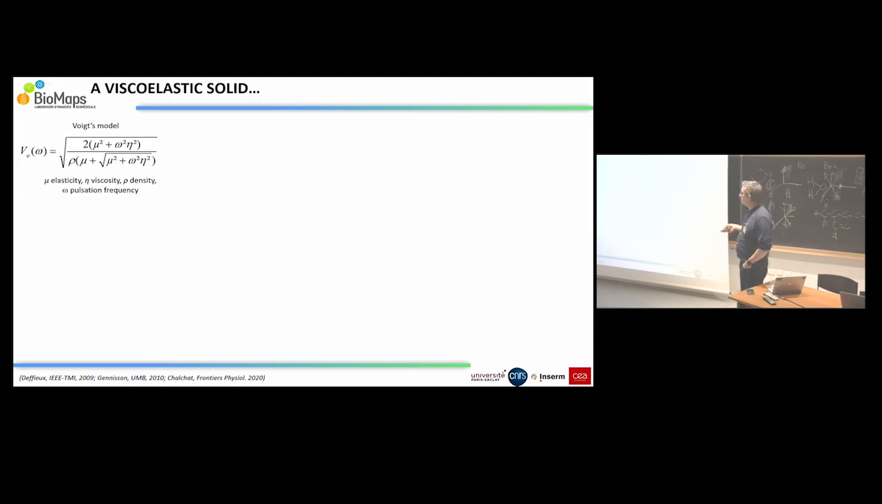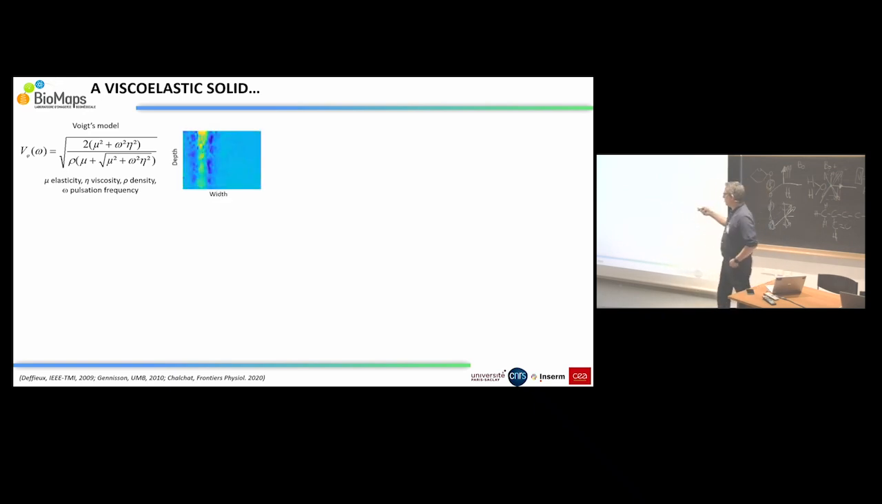The second parameter is that we are also viscoelastic. So we are defined in terms of mechanics by an elasticity and a viscosity. If I take a Voigt model, which is a dashpot in parallel with a spring, I can write the expression of the shear wave speed as a function of its frequency, like this, where mu is the stiffness, the elasticity, eta is the viscosity, and omega is the frequency.